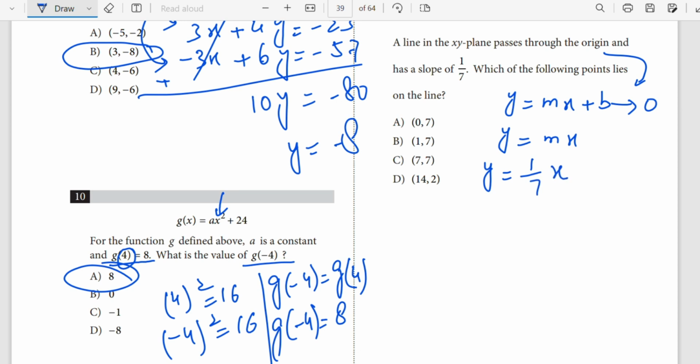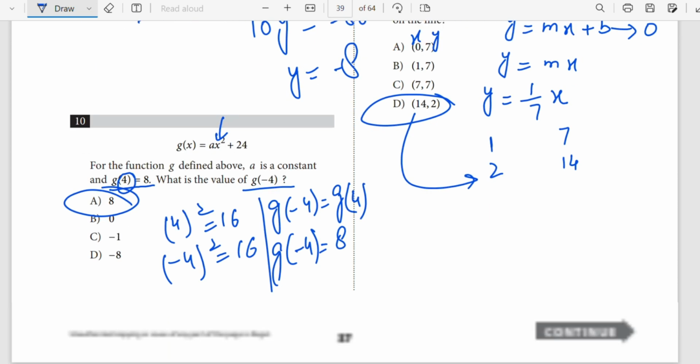Okay, if x is equal to 7, y is equal to 1. If x is equal to 14, y is equal to 2. So the pair 14 and 2 is available here, and the pair 7 and 1 is not available here. This is just for confusing. So this should be x, this is y. So x should be greater than y. So that is 14 and 7. This one is the answer.